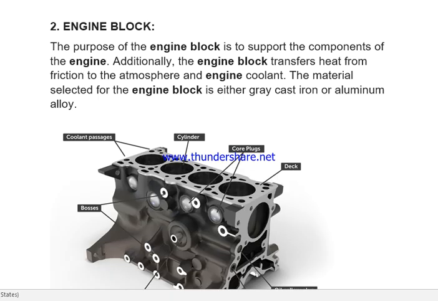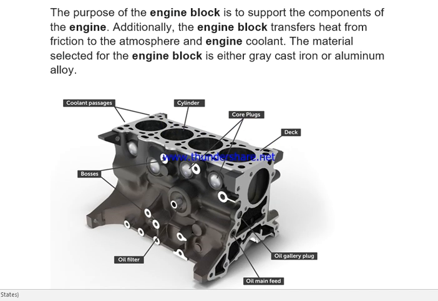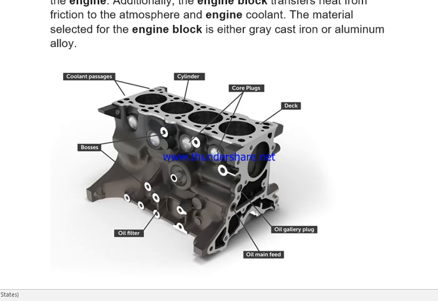That is some function of the engine block. As you see here, it looks like that when you are in the vehicle. That is an engine block. These holes you see are the chambers, cylinders. That is the cylinder chamber where the pistons are located. They make the movement from top to center, up and down.